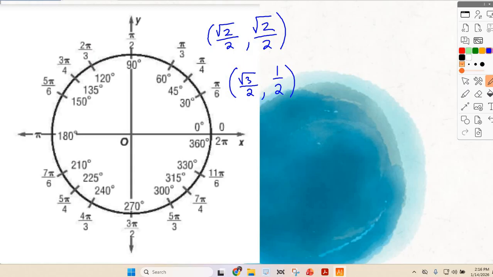So then looking at our 60, remember the nice thing about 60 is since it comes from the same triangle of our 30, basically we get the same values. The only difference is because we're looking at the other angle, they get flipped.